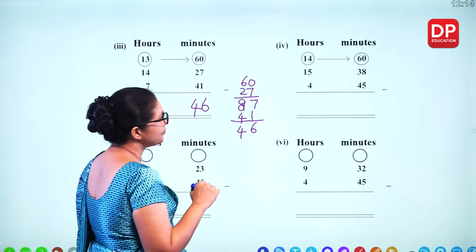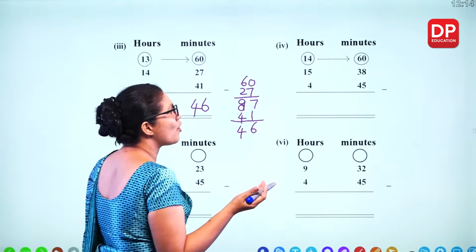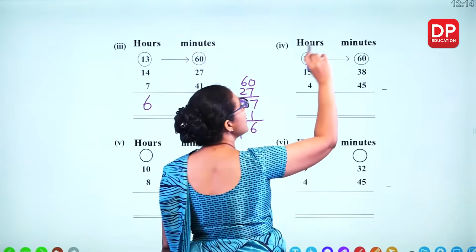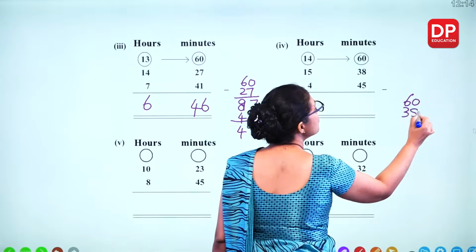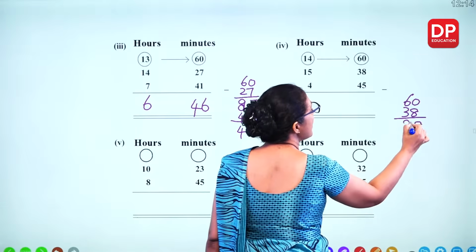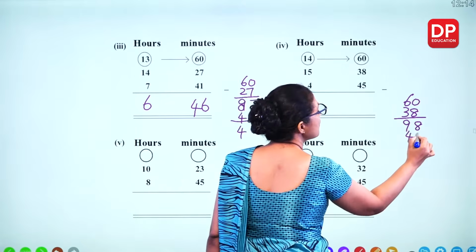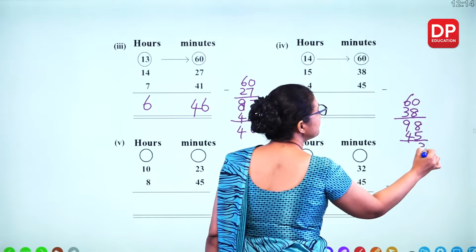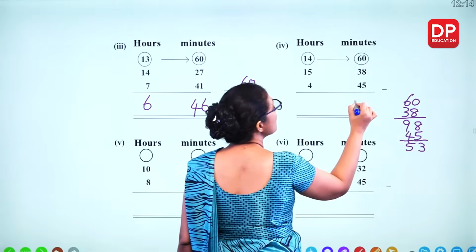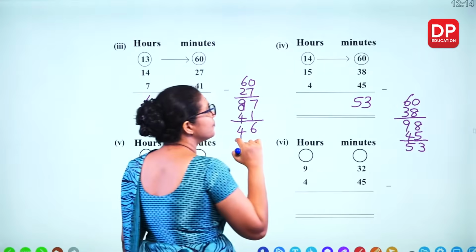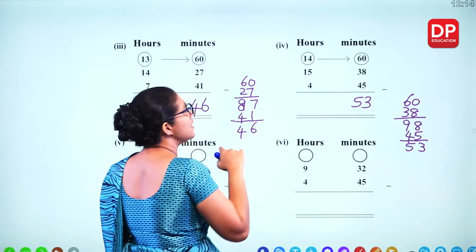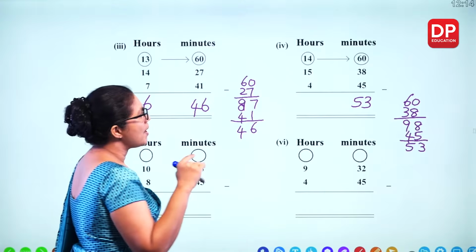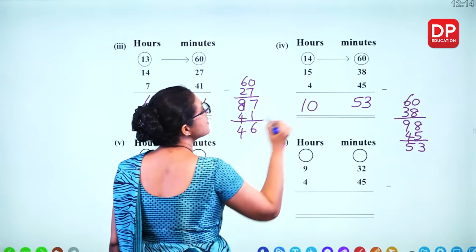This one, you can't subtract 45 from 38. So, take 1 from that, that means 60. 60 and 38 together, what you have? 98. Now, you can subtract 45 from that. 53. Now, you have already taken 1. So, 15 becomes 14 now. 14 minus 4, that's 10.